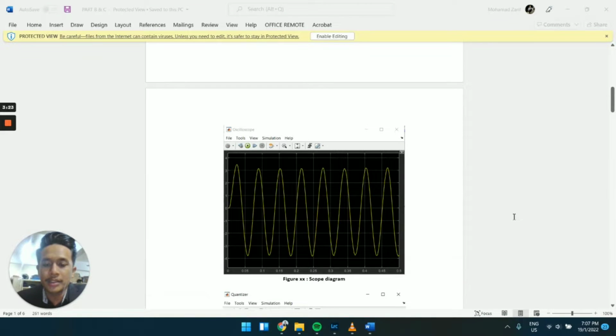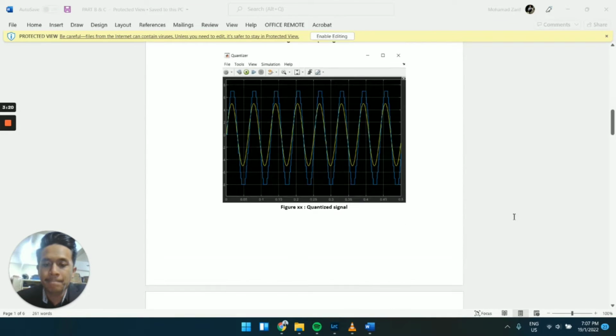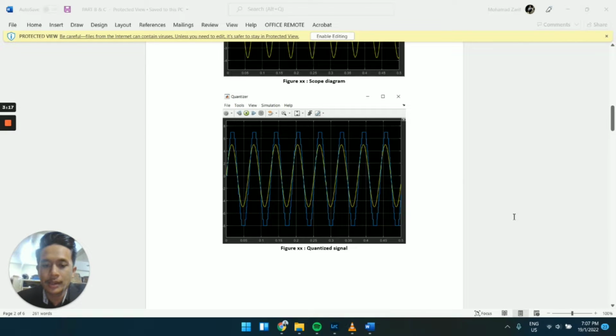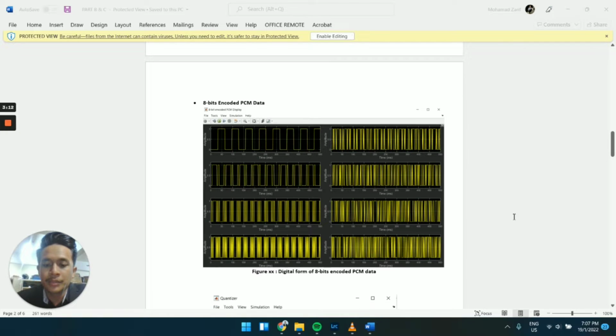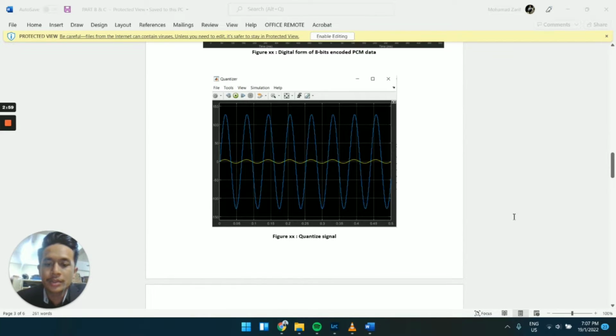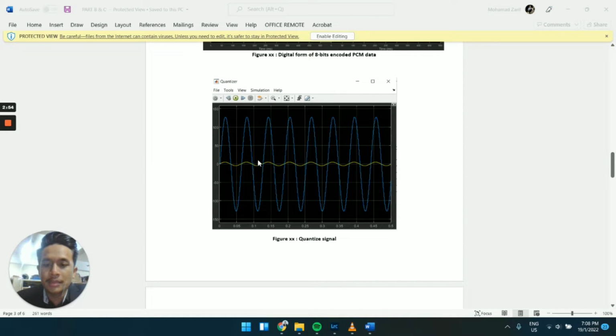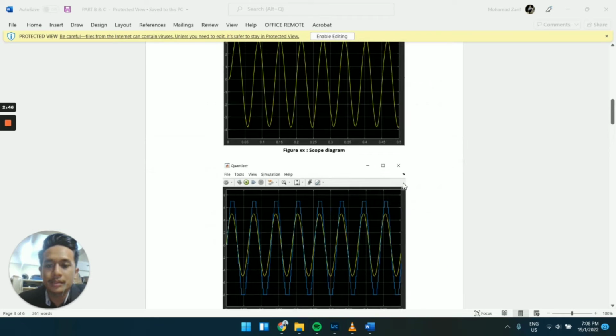So this is the graph that we gathered from the 4-bit encoded PCM data. And this is the oscilloscope diagram, and this is the quantized signal. Okay, for the 8-bit encoded PCM data, this is the digital form of the 8-bit encoded PCM data. So we got time for each amplitude, whereas the time is in milliseconds. As we can see here, for the 8-bit encoded PCM data, the amplitudes of the quantized signals are quite different from the 4-bit.